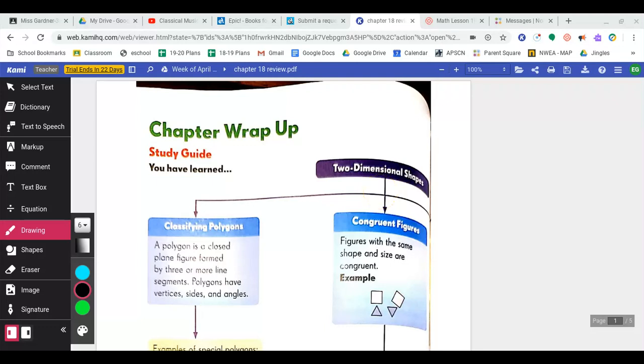This is a math review lesson that is going to use our math textbooks today. We have learned about different polygons, we learned about congruent figures, and we also learned about symmetry. That should have been your lesson earlier this week. So we're going to put all of those together as we do a little chapter wrap-up.